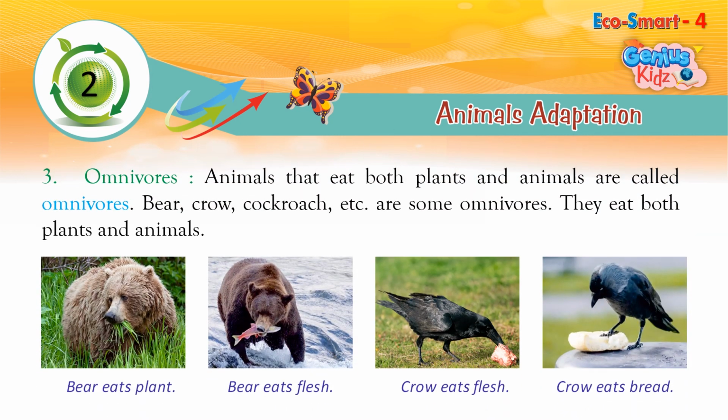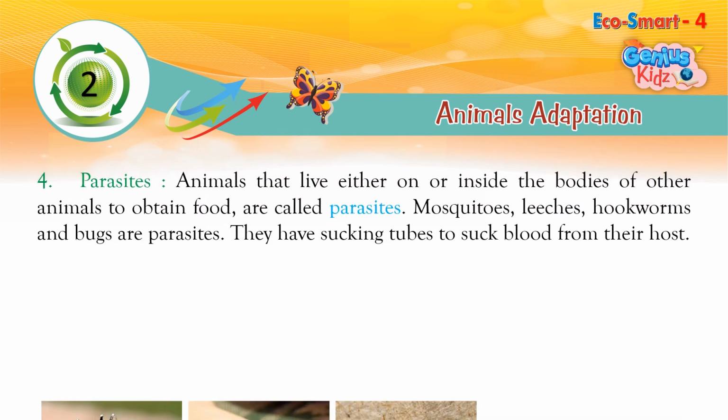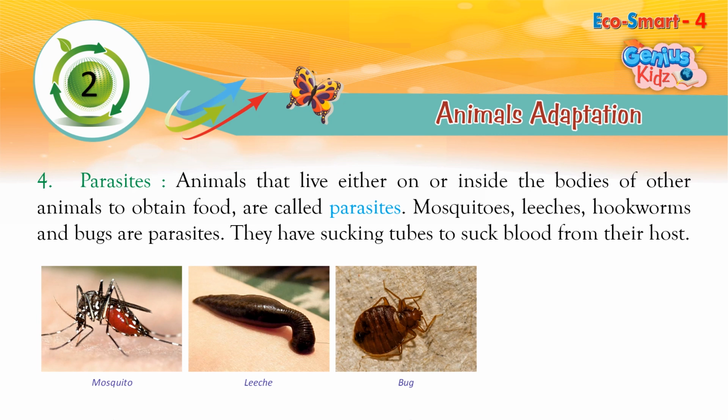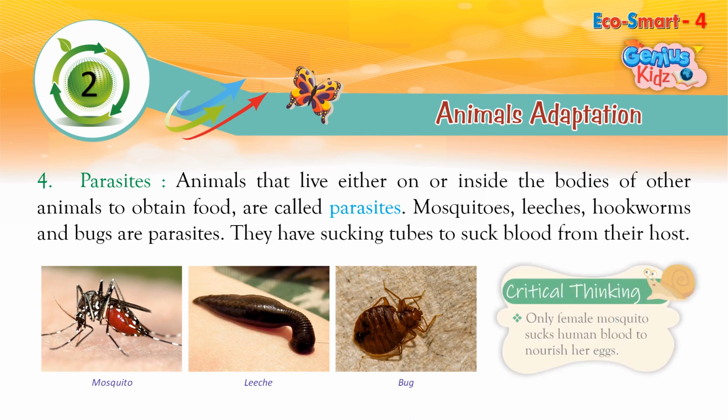3. Omnivores. Animals that eat both plants and animals are called omnivores. Bear, crow, cockroach, etc. are some omnivores. They eat both plants and animals. 4. Parasites. Animals that live either on or inside the bodies of other animals to obtain food are called parasites. Mosquitoes, leeches, hookworms, and bugs are parasites. They have sucking tubes to suck blood from their host. Critical thinking. Only the female mosquito sucks human blood to nourish her eggs.